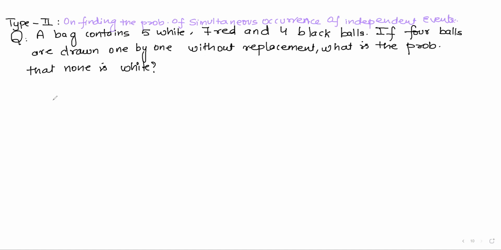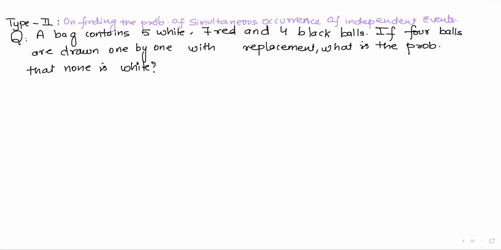You are drawing 4 balls one by one. Okay, sorry, I will write with replacement. Noma, now tell me, are these independent or not? They are not independent, sir. Yes, they are independent. But if you are not replacing the ball, you are drawing the ball and not replacing it in the box, then the events are not independent. In this case, these are independent.